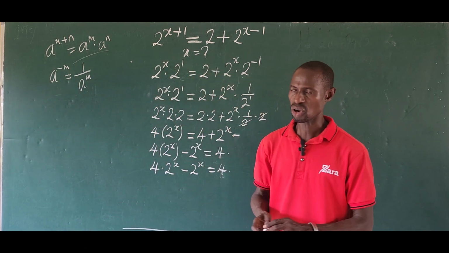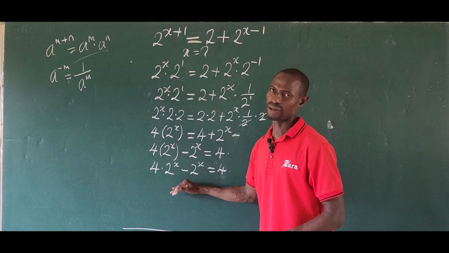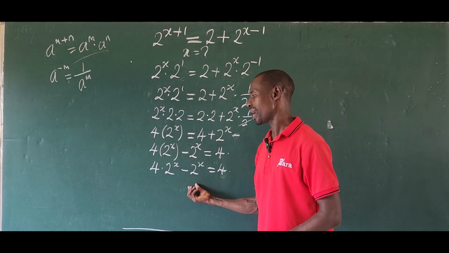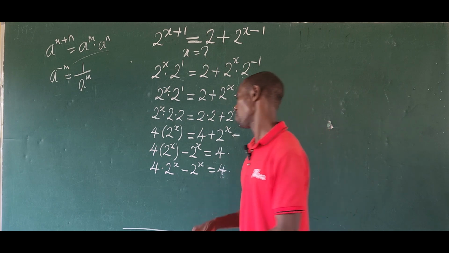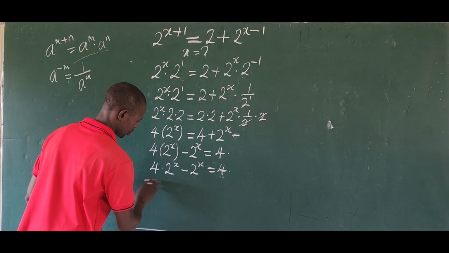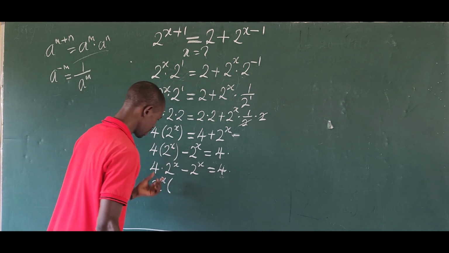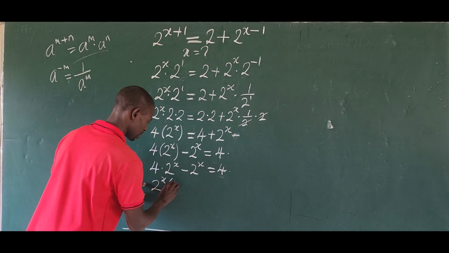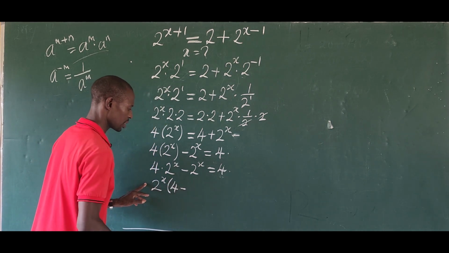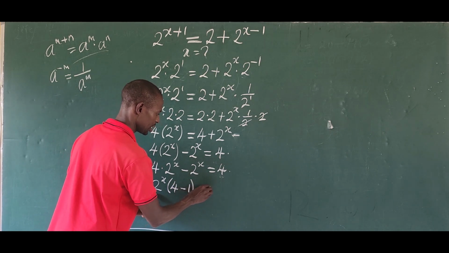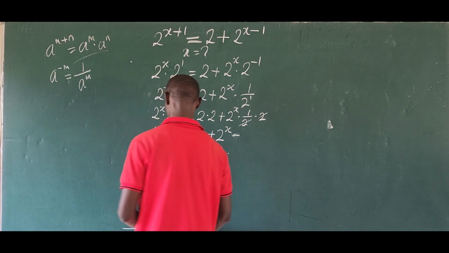Now, something is common to what we have here, 2 to the power of x. We have to factor out 2 to the power of x from here and here, since it's common to both quantities. So from here, we now have here 2 to the power of x bracket. If we use this to divide this, we are left with 4, then minus. We use this to divide this, we are left with 1, close bracket, everything equal to 4.